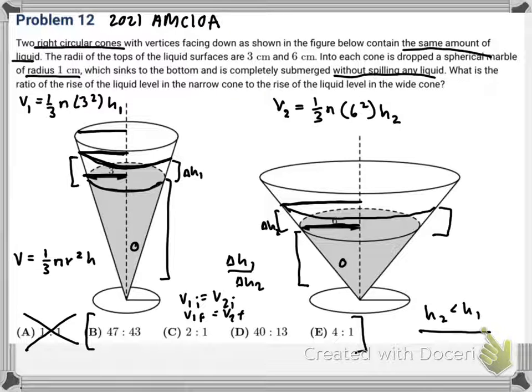So the first thing I'm going to do is realize that since the volumes are equal, I can just set these equal to each other. So I'm going to say that's 3 pi H1, which is equal to 12 pi H2. Canceling those pi's, common factors, and I get H1 equals 4H2, or H1 over H2 equals 4.